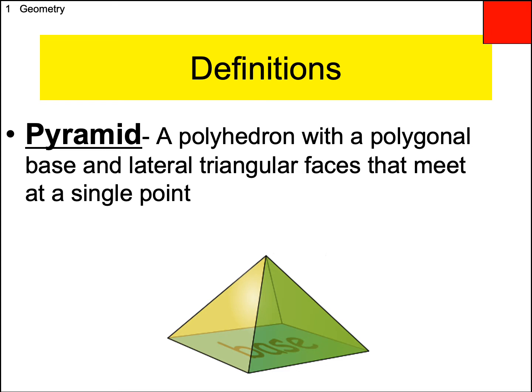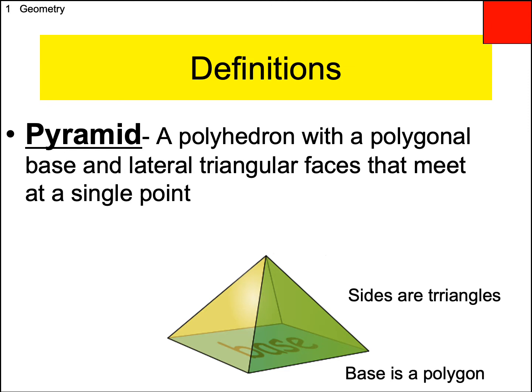And then the lateral faces are triangles, right? And those triangles meet at a single point. Okay? And that's the definition. So it's a polyhedron with a polygonal base, and the lateral faces, in other words, the sides, are made up of triangles, and those triangles meet at a single point. So let's see, the base is a polygon. In this case, it could be a rectangle or a square, and the sides are made of triangles. Now notice all those triangles meet up at one single point. Obviously, it's called the vertex.